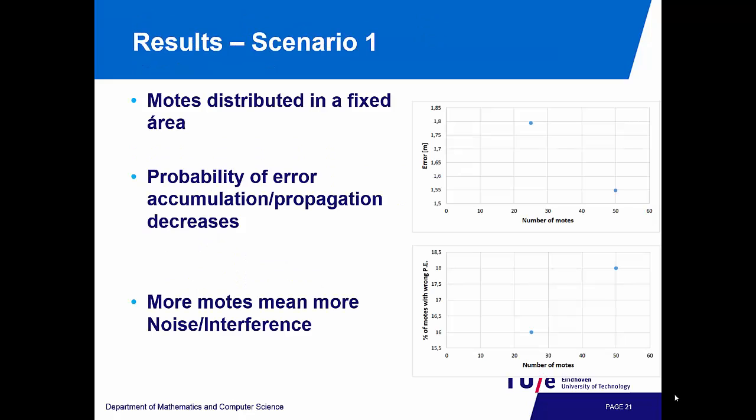Now the results. Results are divided into two scenarios. In scenario 1, the experiments are performed in a given area of 50 by 50 square meters with an increasing number of nodes. You can see from the top graph that distance estimation error decreases with increasing number of nodes. It could be because error propagation and hence accumulation is less with increasing density. The bottom graph shows the percentage of nodes that estimated their position wrong. Increasing density leads to more noise or interference and hence the behavior.